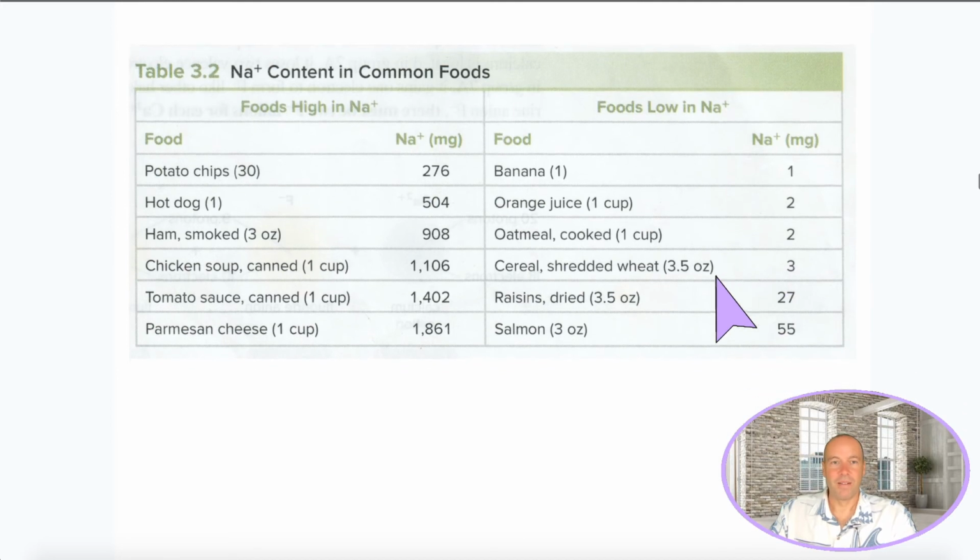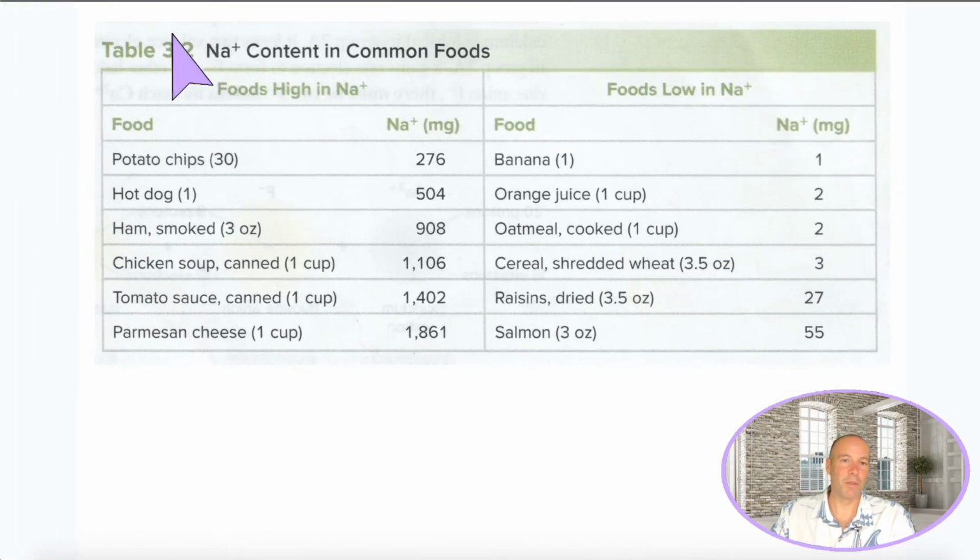And this table right here, table 3.2, shows you some of the foods that are high in sodium. So potato chips, watch out for them. Hot dogs, ham, smoked chicken, soup, tomato sauce, Parmesan cheese, all the good stuff. And then foods that are low in sodium: salmon, raisins, cereal, oatmeal, orange juice, banana. So there you go. Now I know this stuff tastes good, but definitely be careful.